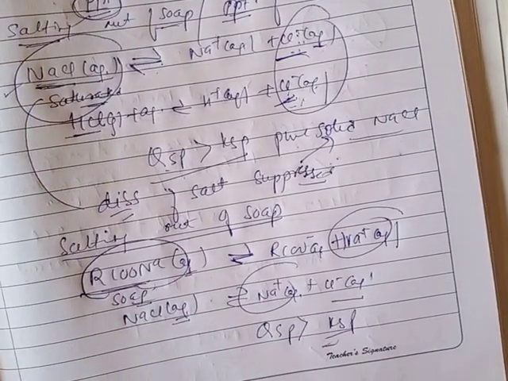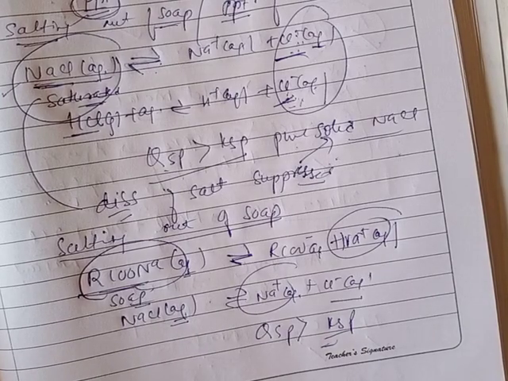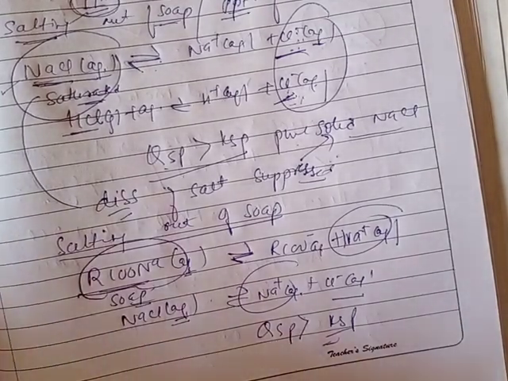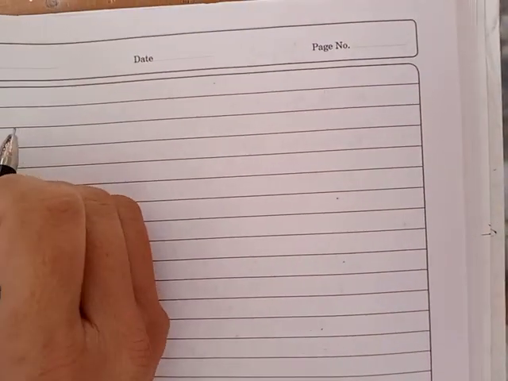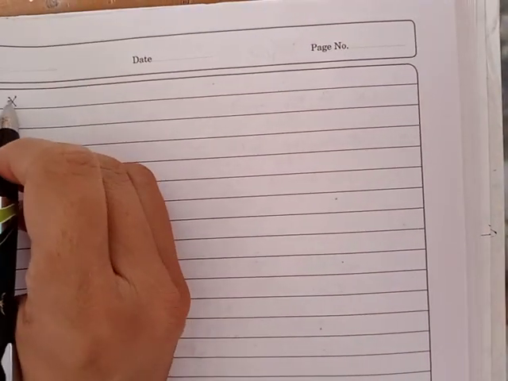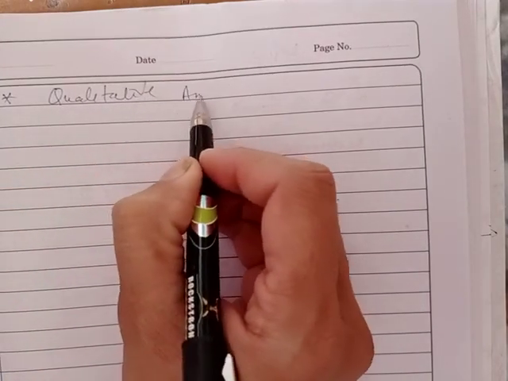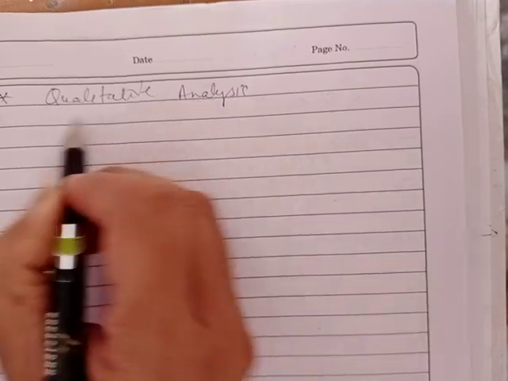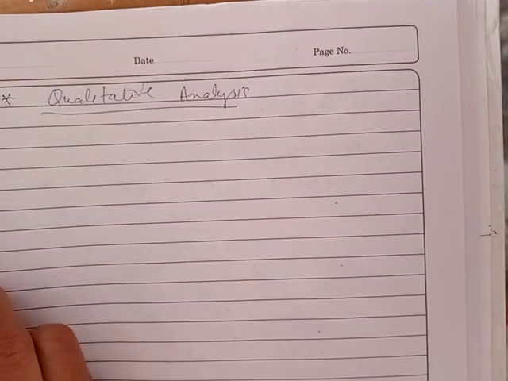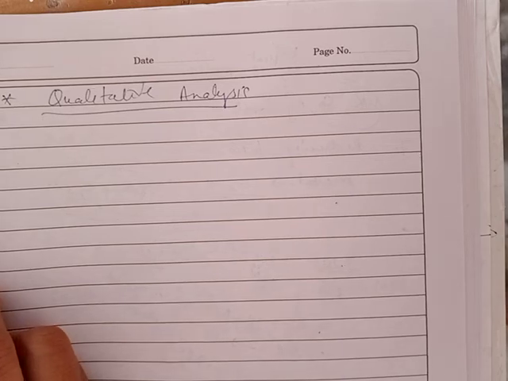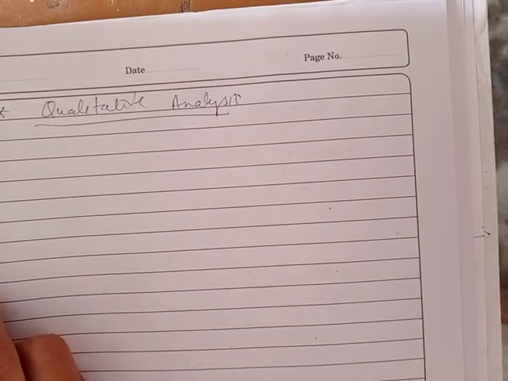Clear? The next application is that it will also help us in qualitative analysis. This common ion effect and the value of Ksp will also help us in qualitative analysis. What is qualitative analysis? This technique is used to find out or to separate the various basic radicals present in different groups on the basis of the solubility product principle and also on the basis of common ion effect.